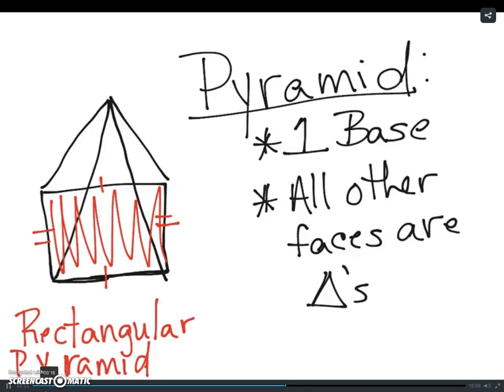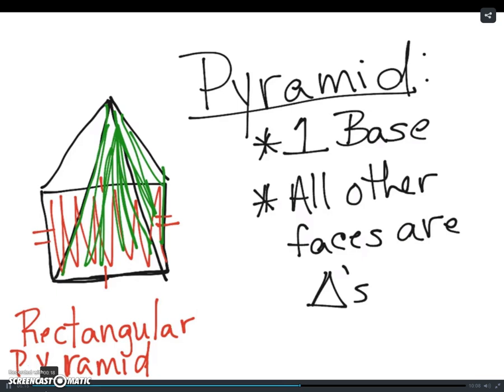So you'll notice all of these other faces up here are going to be triangles. And this one over here would be a triangle. All four of them in this case would be triangles. So that's a pyramid.